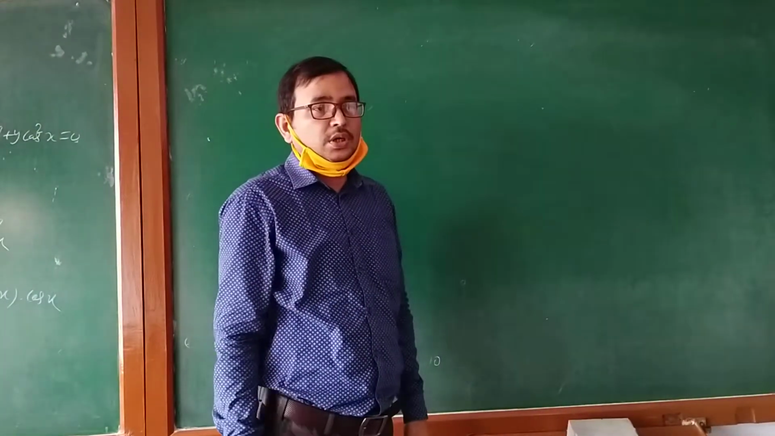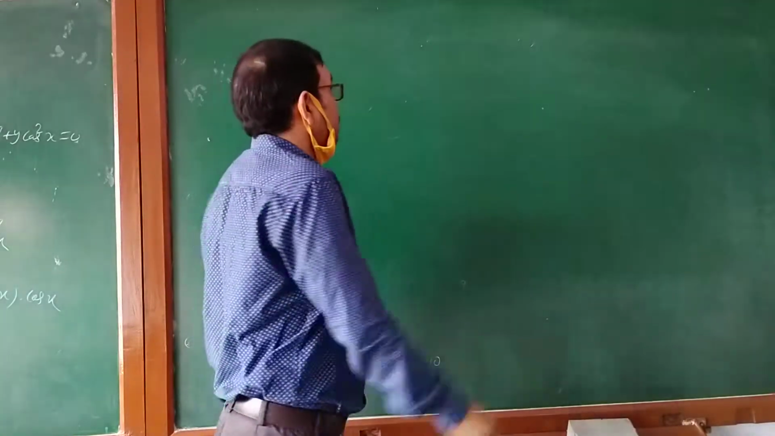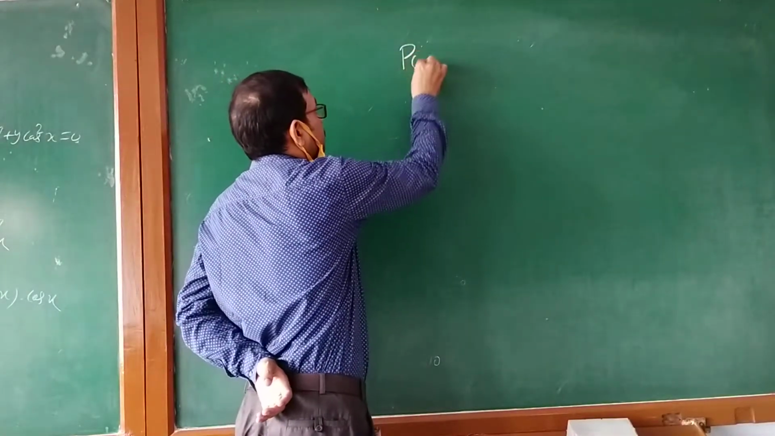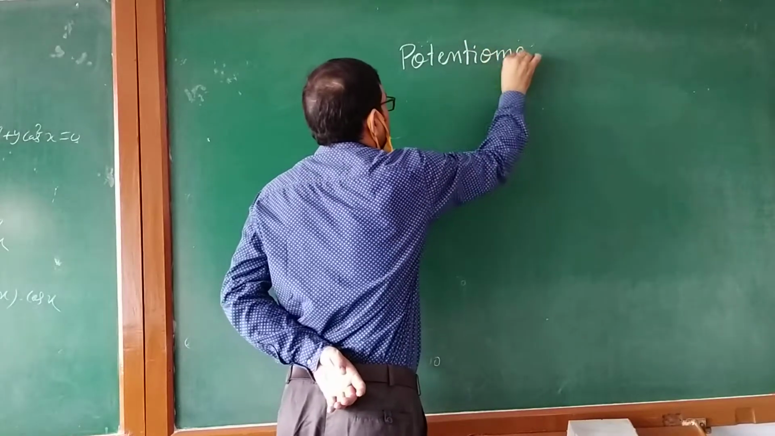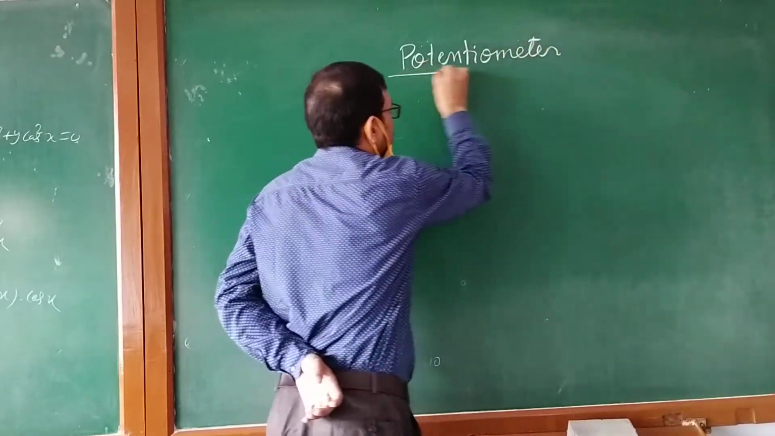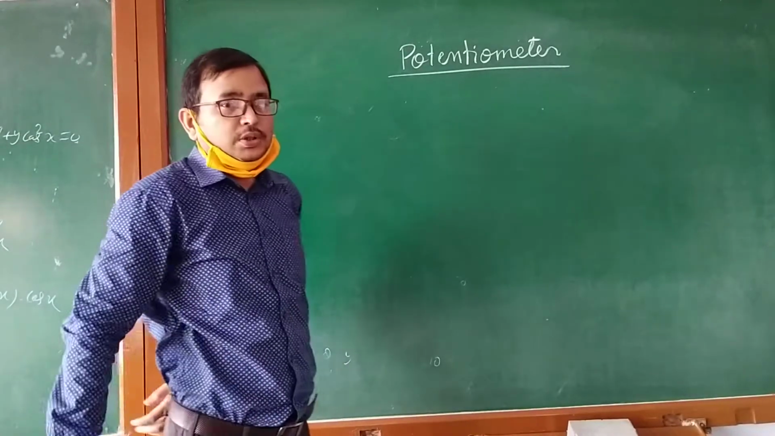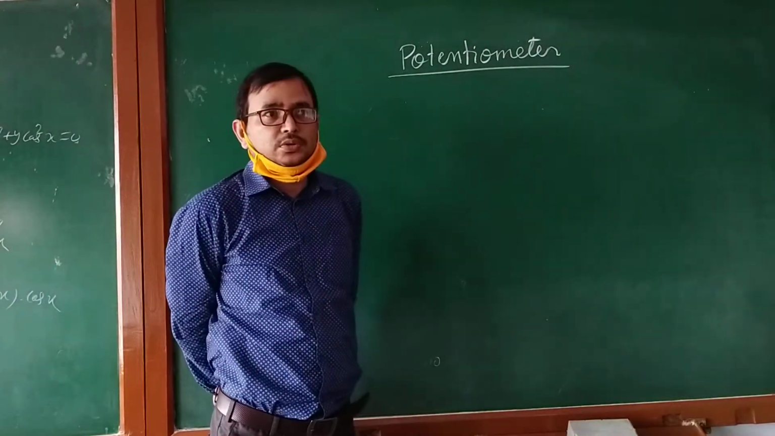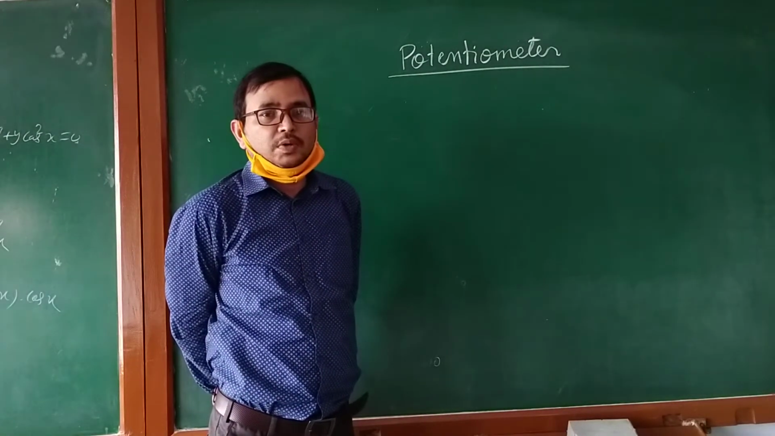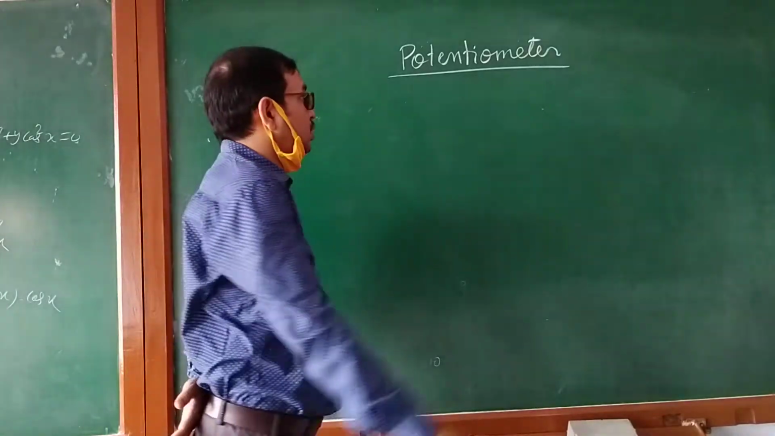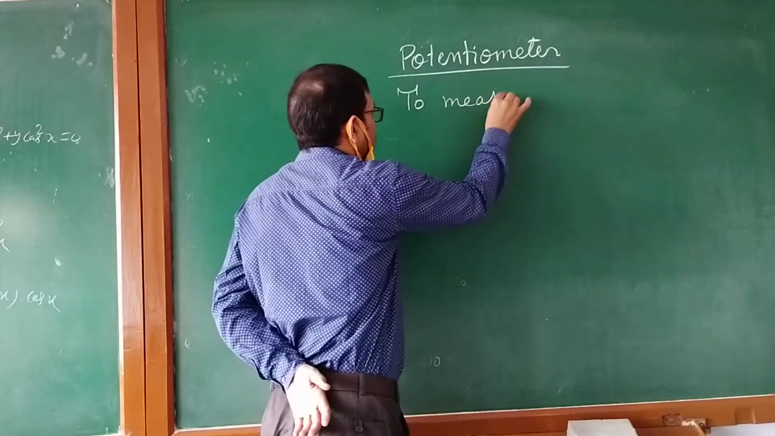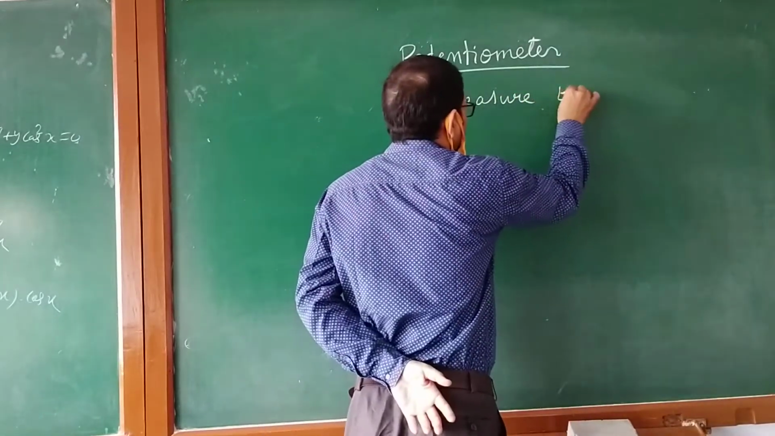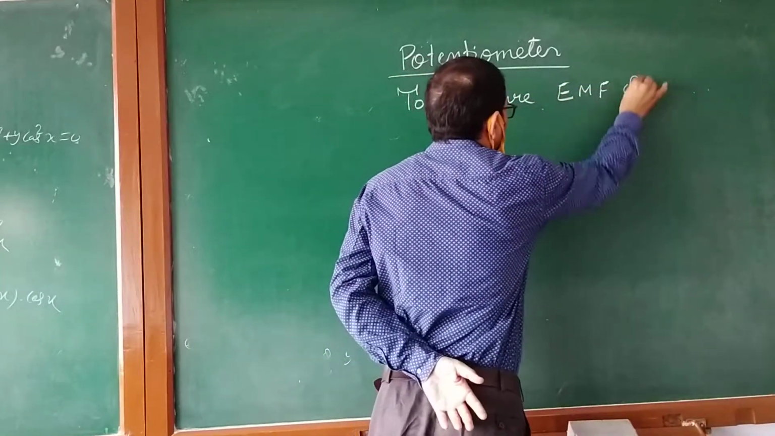Students, today we will start potentiometer. Potentiometer is a device which is used to measure the EMF of a cell. So it is used to measure the EMF of a cell.